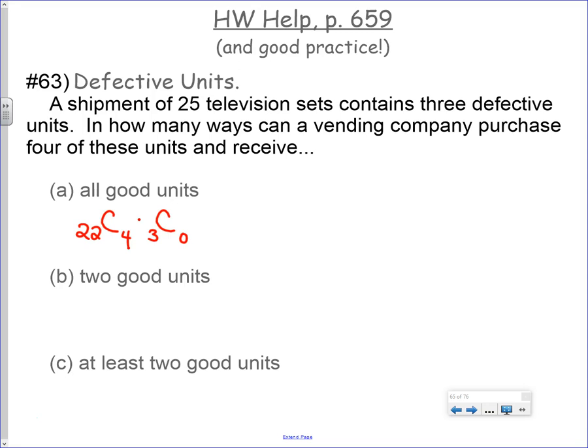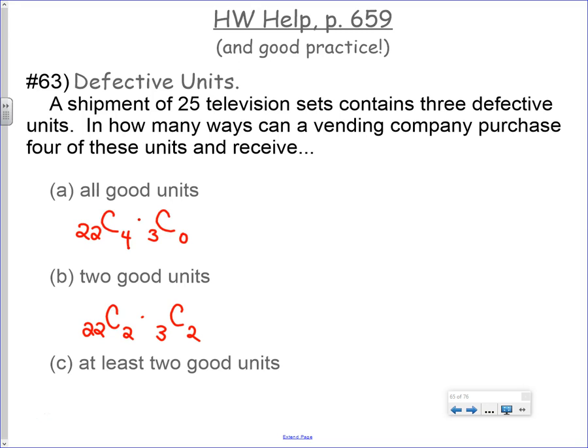Only 5? I think there are a lot of ways that you can only get 2 good units, right? Because you have 25 different TVs coming in. They're getting 4 units. 2 of them are good, 2 of them are bad. Out of the 22 good ones you get, how many different ways could you get 2? But then you're also going to, out of the 3 bad ones, get 2. Does that kind of make sense? You have to think about the situation. If you only have 2 good ones, well, then you have 2 bad ones. They're getting 4: 2 good, 2 bad.